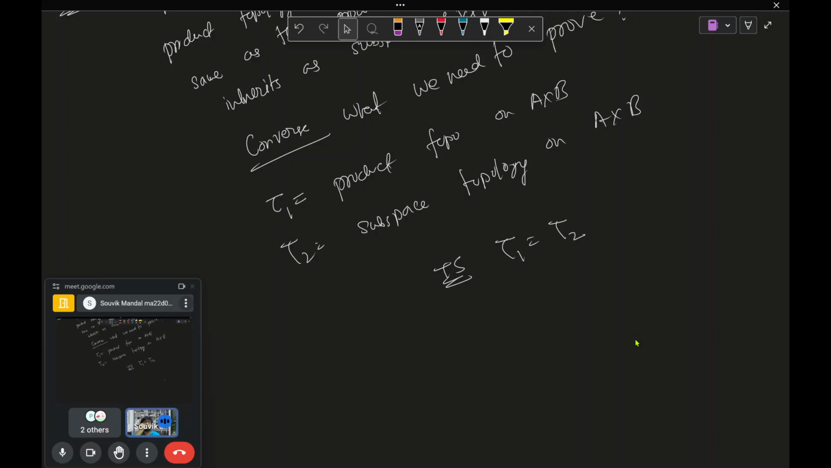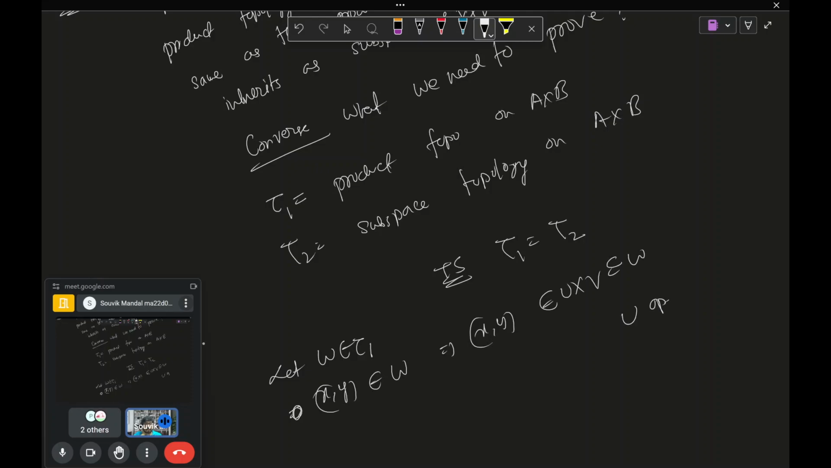So what we need to do? We need to show tau one is contained in tau two, right? First we take an element from tau one, which means we take an element of the product topology on X cross Y. So let W be in tau one, and let x comma y belong to W. So this implies x comma y belongs to U cross V subset of W, where U is open in A and V is open in B. Correct? Now we need to check that W belongs to tau two.